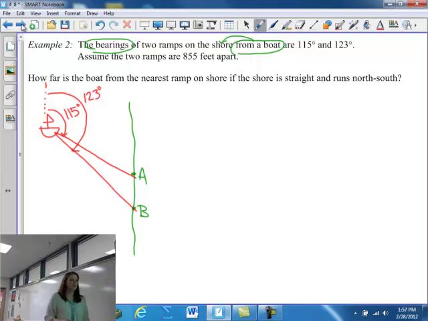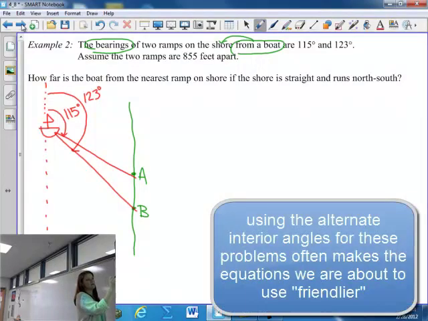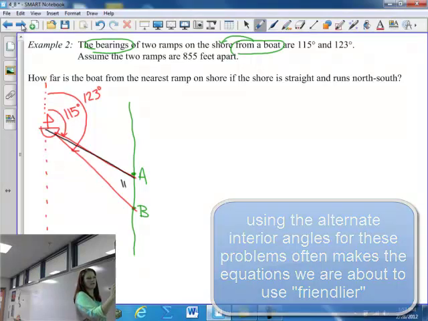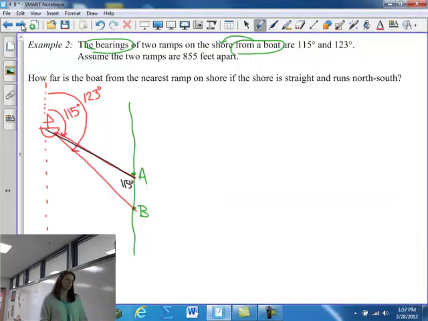Now, if we put nothing else in our picture so far, and we think about the fact that this bearing line, this north-south line, and this north-south shore should be parallel, then we can also talk about alternate interior angles, and this 115 with this transversal really belongs right there. So far, so good? Except it doesn't really look like 115, but it is. So the other angle, 123, is going to be right here, because it has its own transversal right there. And you all wondered where you were going to use this in geometry.